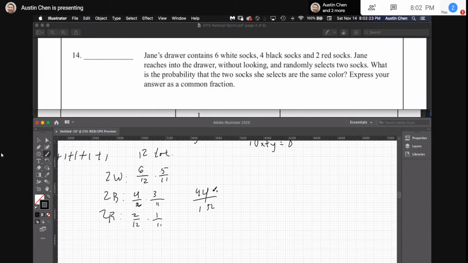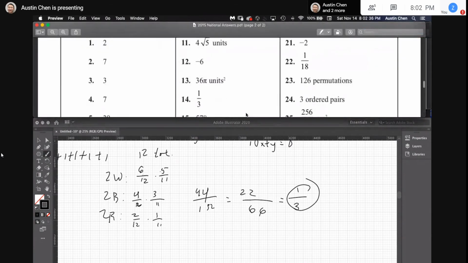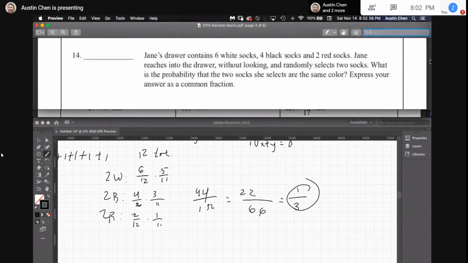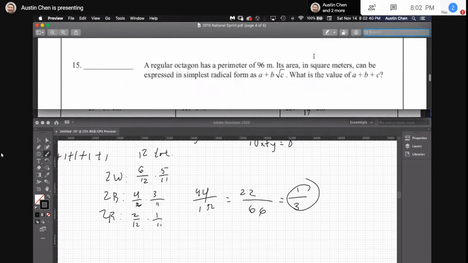All right, and then what? We could take out a 2 from both of them. We can take out a 22 from both of them. Then we just get 1/3. Yep, that's our answer. Pretty simple. This one was a lot faster than the last one.